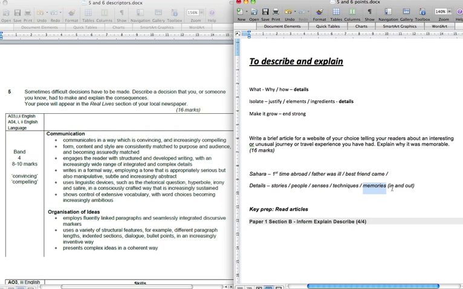What I mean by memories is that it's quite a common feature in quality descriptive writing to be in your head and then be out of your head. So what I mean by that is, you show your thought processes and then what you see, and then your thought process and then what you see.